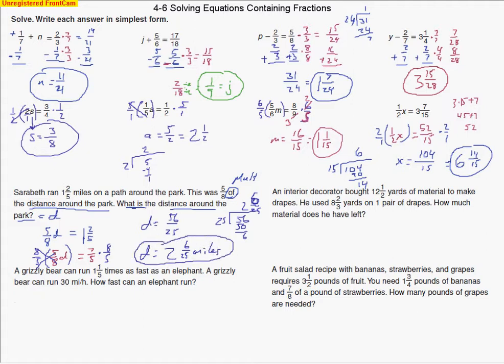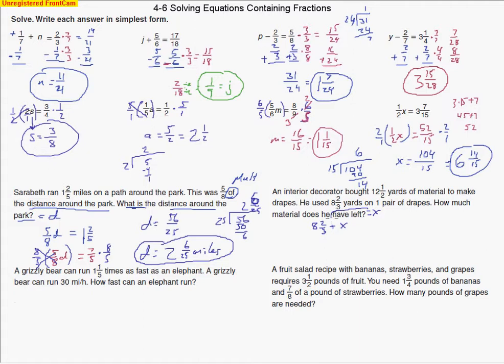Well, looking at our next problem, it says an interior decorator bought 12.5 yards of material to make drapes. He used 8 2/3 yards on one of the drapes, and how much material is left? Alright, so we have 8 2/3, that's what he had on one drape, plus an unknown amount, x, which is the amount he has left.